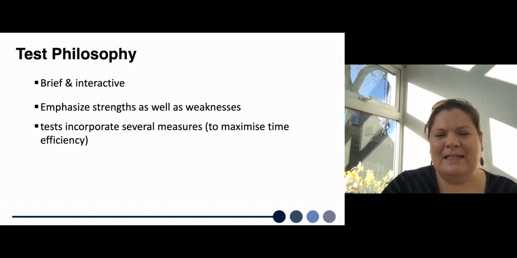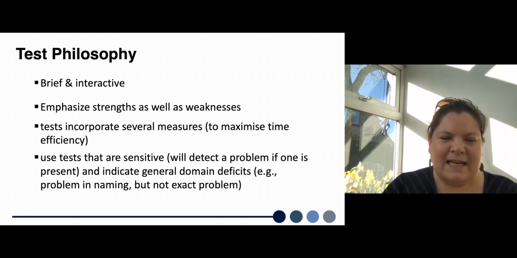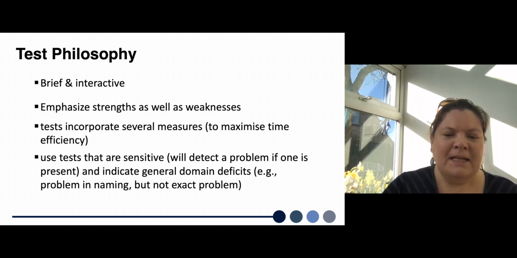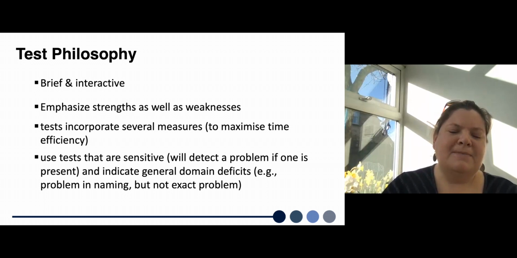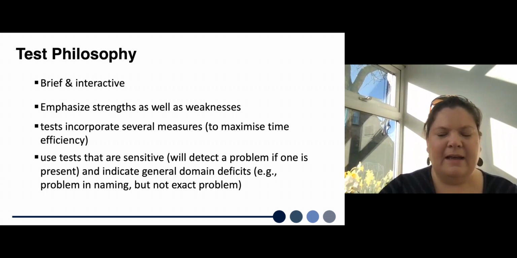The test incorporates several measures, and this is to maximize time efficiency. Because it's a screen, what we're trying to do is get as much information in as short a space as possible. We're also very much trying to use tests that are sensitive, so that means that they will detect a problem if a problem is present, and indicate a general domain deficit. So when we do, for example, picture naming, we can see that there's a problem in picture naming, but the screen will not go into the specifics and in-depth assessment of what that exact problem then is. That's for a full assessment. That's not part of screening in our view.